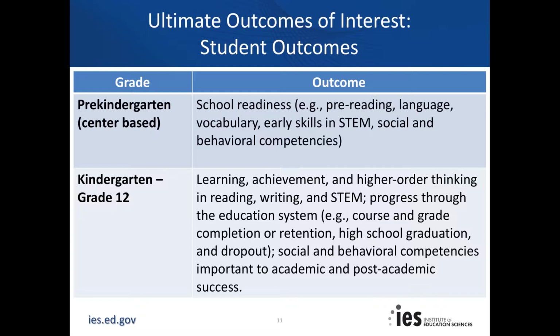From kindergarten to grade 12, there are 2 categories of student outcomes: learning outcomes in the major academic subjects of reading, writing, and STEM, such as standardized test scores, end-of-course exams, exit exams, and grades. Also, there's progress in the education system, such as completing a course, completing a grade, being retained, graduating from high school, or dropping out. Both include the social skills, attitudes, and behaviors that support this type of learning and progress.